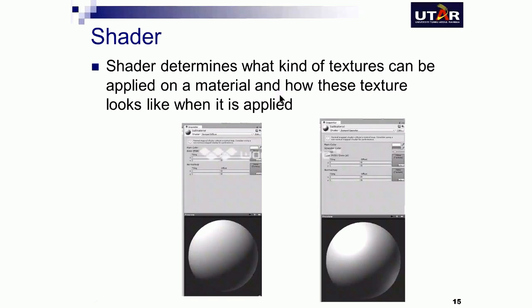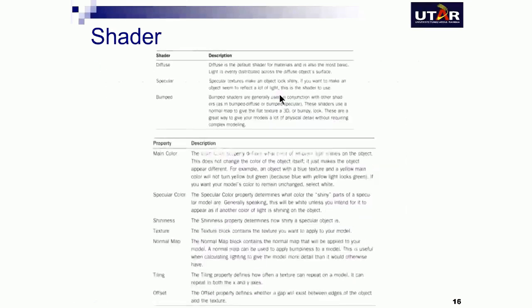So it determines what kind of textures you can use and, most importantly, how this texture looks like when you apply it to an object. So this is some explanation. As we saw, the main types of shaders: diffuse, specular, and bump. Diffuse is like the lighting is evenly distributed. Specular makes the object look shiny. Bump makes the object look very bumpy, so it looks more physical and more 3D.